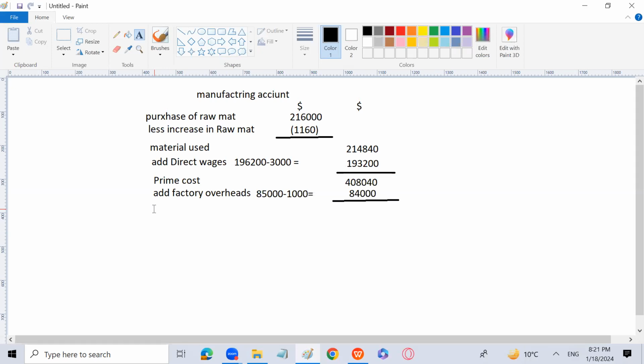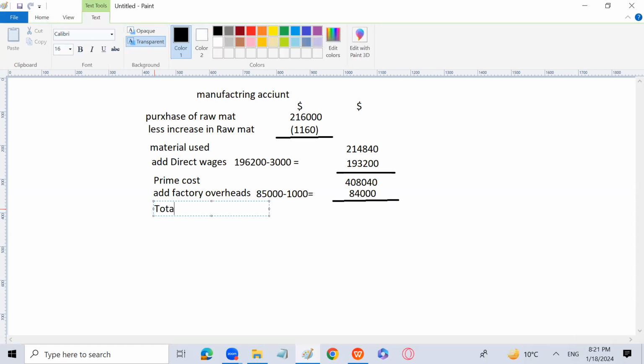Prime cost add factory overheads, you will get total factory cost. So you will get total factory cost. Let's make a total of this. I believe, how much will it become? $408,040 plus 84,000.